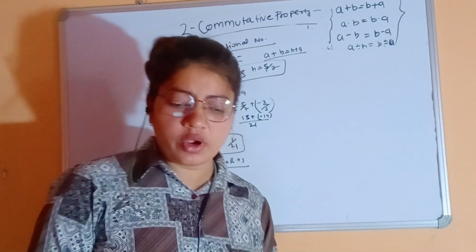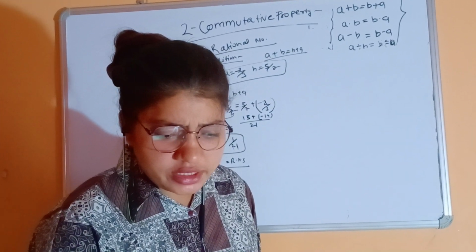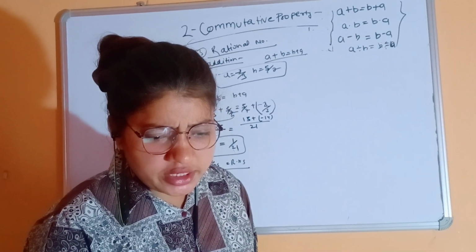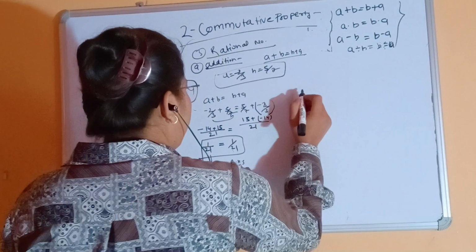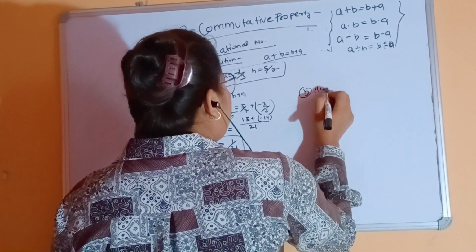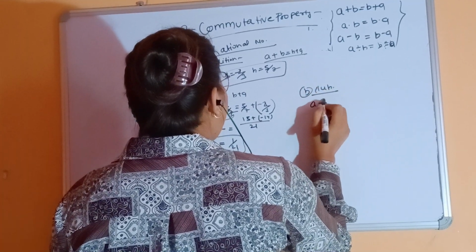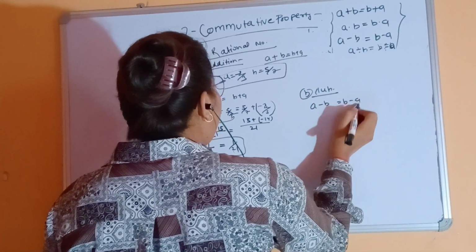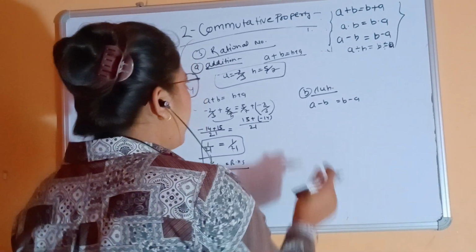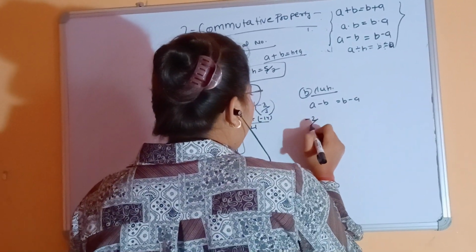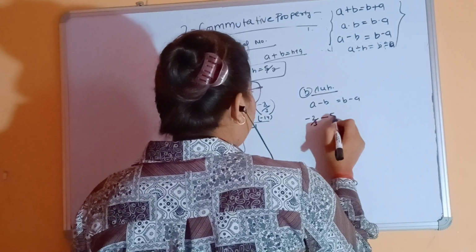Examples of rational numbers, okay? Now we understand the subtraction operation. Here we write subtraction. That means A minus B is equal to B minus A. If they come equal, that means the property holds, otherwise it does not hold. So A is equal to -2 by 3 and B is equal to 5 by 7.